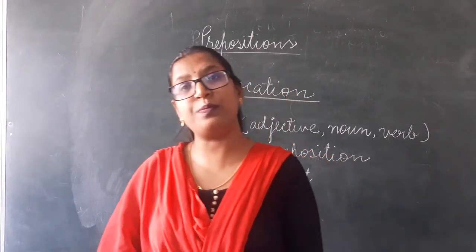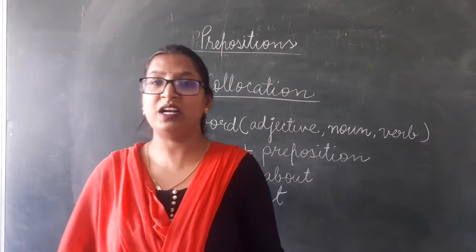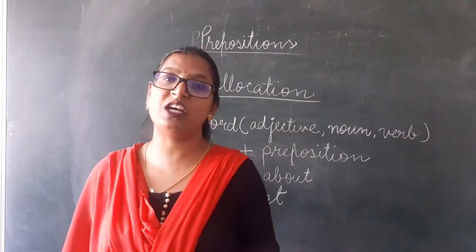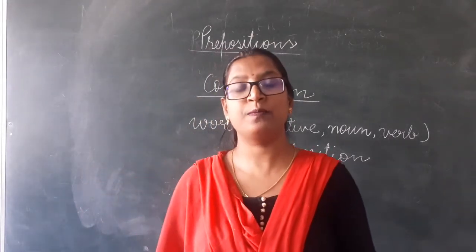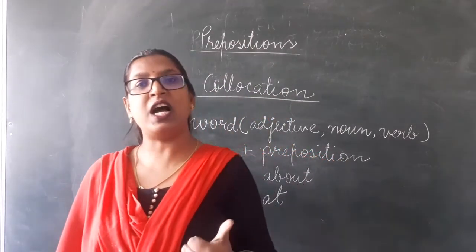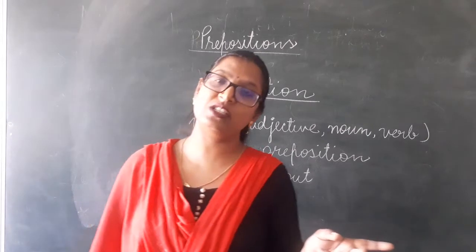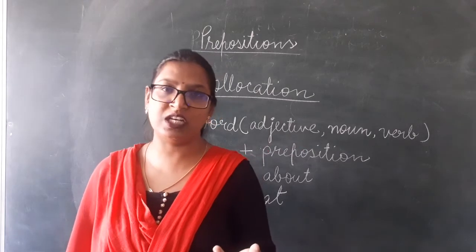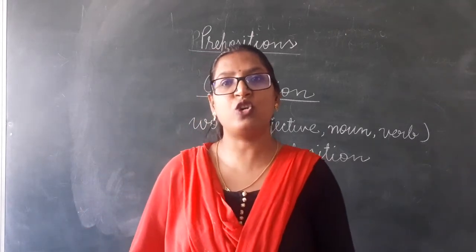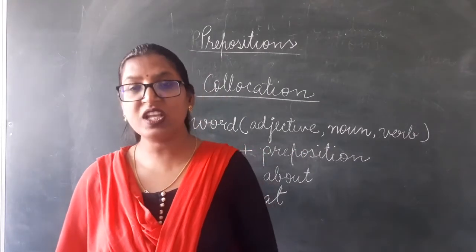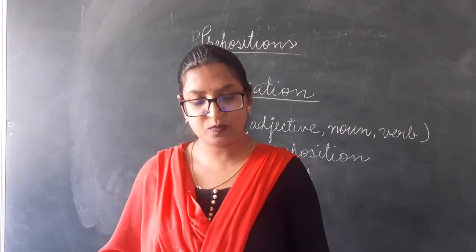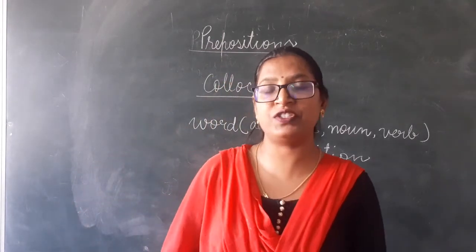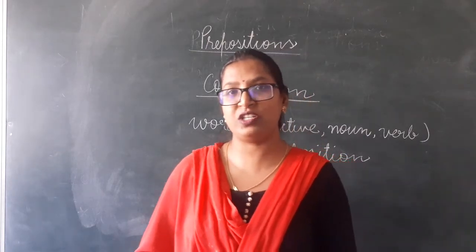Then we studied group prepositions. Some prepositions are made up of only one word, and some are made up of two or more words. Those made up of one word are known as simple prepositions, and those made up of two words or more than two words are known as group prepositions, or complex prepositions. And then comes the topic collocation. Collocation is the combination of adjectives, nouns, verbs plus prepositions.